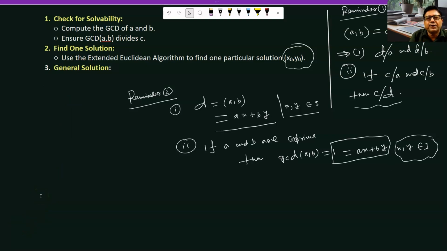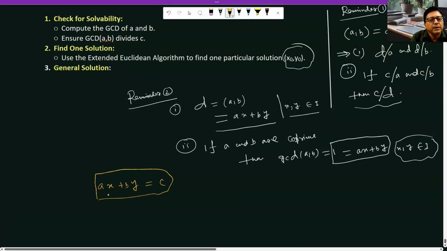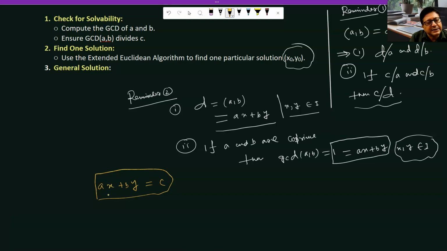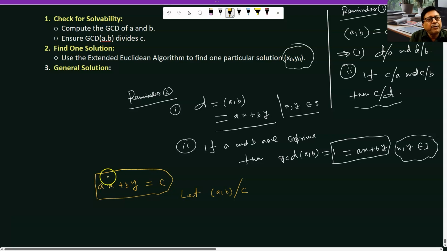Now, to solve an equation like AX plus BY equal to C, when you are going to solve, this C must be divisible by the GCD of A and B. Assume that this condition is obeyed. Let the GCD of A and B divide C. This is the symbol for division. Then what is the next step?